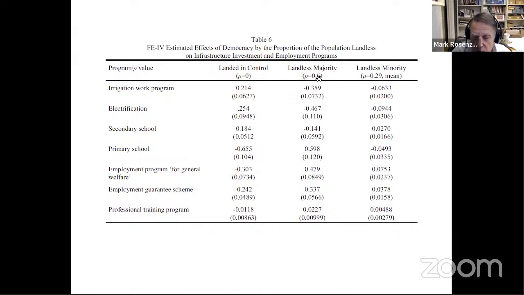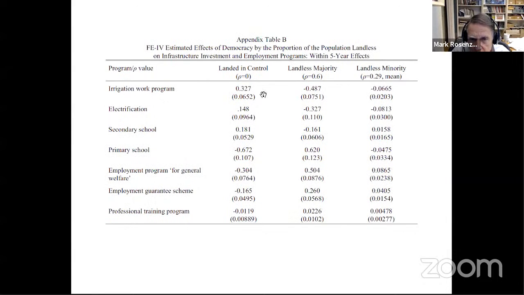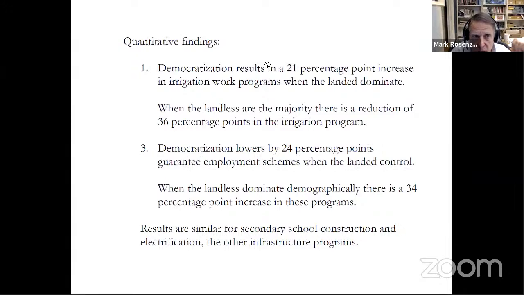When the landless have a majority, we get just the opposite. We get that there's less likely to be an irrigation work program, less likely to be electrification, less likely to be a public secondary school, but much more likely to be employment programs. And then at the means, we get a mixed picture, because no one group is dominating. At the mean, it tends to be that the landed have a bigger share. And you get the same results when we look at the within 5 year effects. Right, so that just summarizes that.